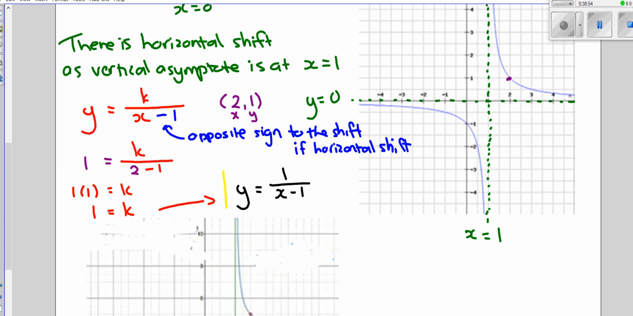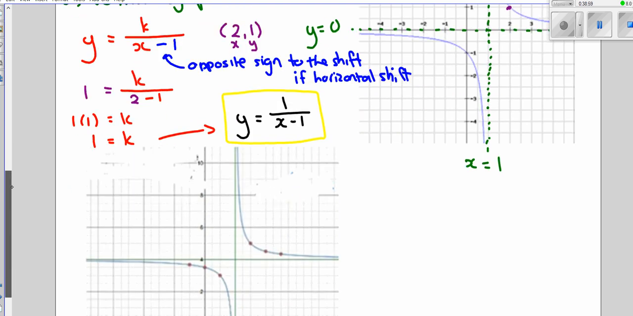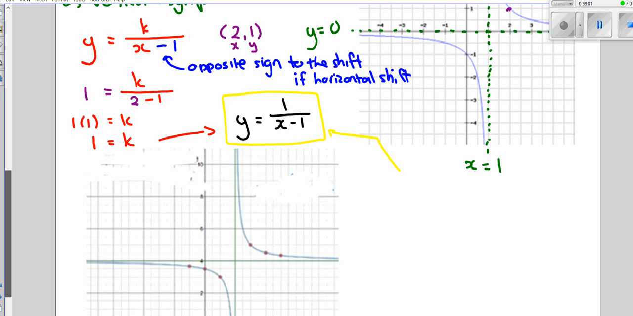Because there was a horizontal shift, 1 unit to the right. If it was a shift 1 unit to the left, it would have been x plus 1. So it's the opposite direction for horizontal shift. There was no vertical shift, so that's why there's not a plus something or a minus something at the end. Let's have a look at this one.